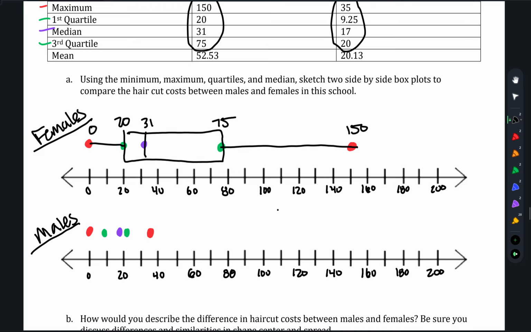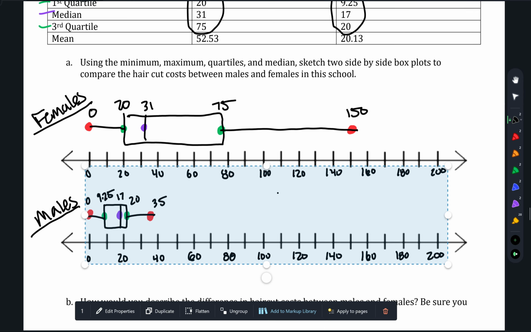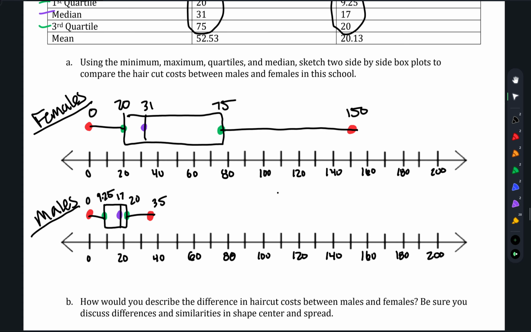All right. Here's my box and whisker plot for the males. I'm going to go ahead and label those as well. 9.25, 17, 20, 35. All right. Everybody got these too? Hopefully graphing it shouldn't be the difficult part. The difficult part is kind of answering these follow-up questions.